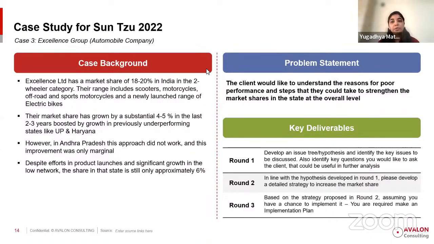Let me briefly tell you what the problem statement was all about. The problem was related to a company in the automobile industry. Excellence Group had a range of products, as you can see here, from scooters to premium bikes to EVs. And they were able to grow their market share in states like Haryana and UP, which were actually underperforming. However, they were not able to do the same in Andhra Pradesh. And despite all their efforts, the market share in Andhra Pradesh was just hovering over 6%. Okay. So the problem statement was quite broad, and it wanted the teams to figure out any areas of problems that they can identify and steps that they can actually take to increase the market share. Can you move to the next slide, please, Ayush?